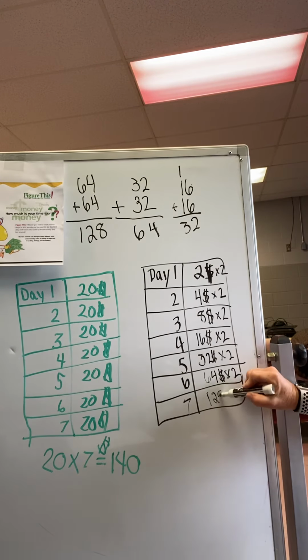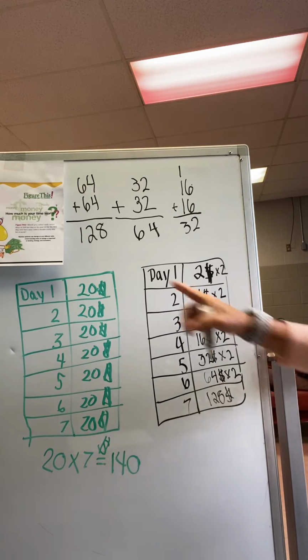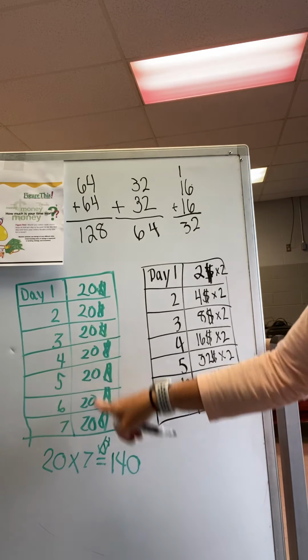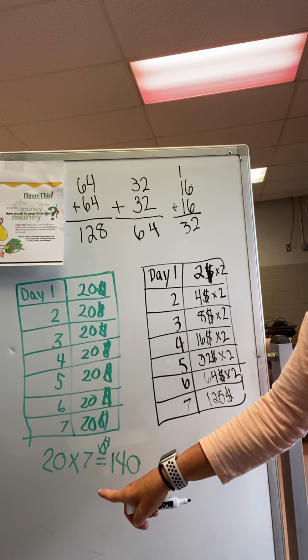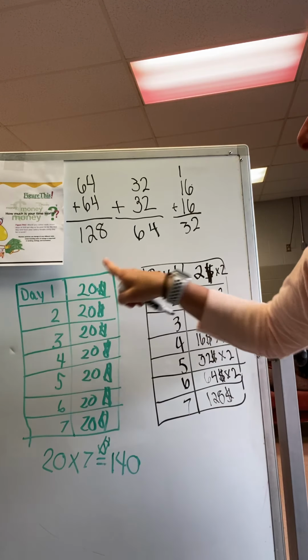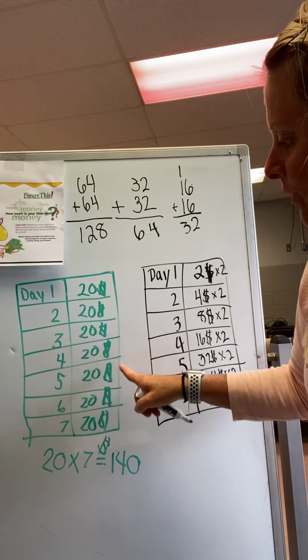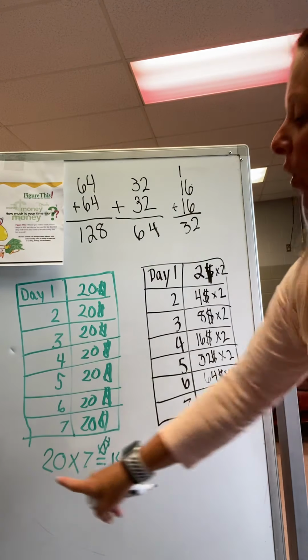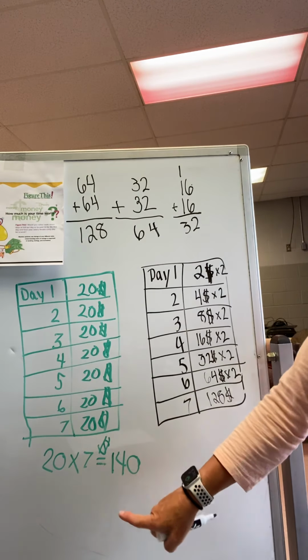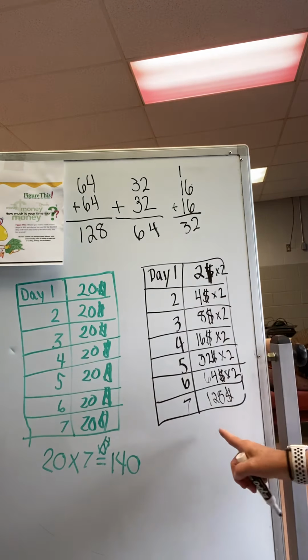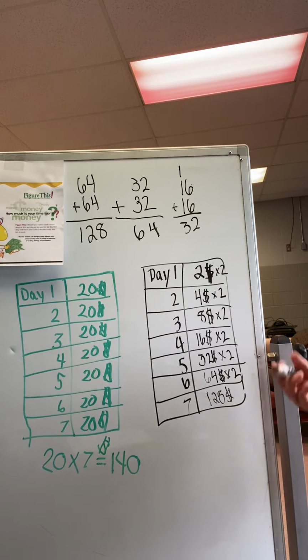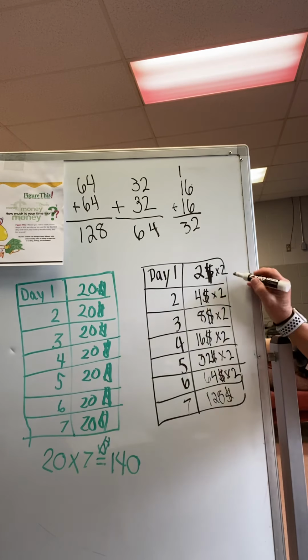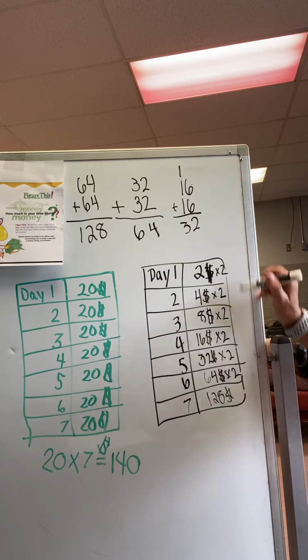But we're not done yet. Just like over here, to find how much money we'd get at the end of 7 days, we had to add 20 plus 20 plus 20 plus 20 plus 20 plus 20 plus 20, or 20 times 7 to get the total. Over here, we don't have the same number, so we cannot multiply. So instead, I'm just going to add all these numbers together.